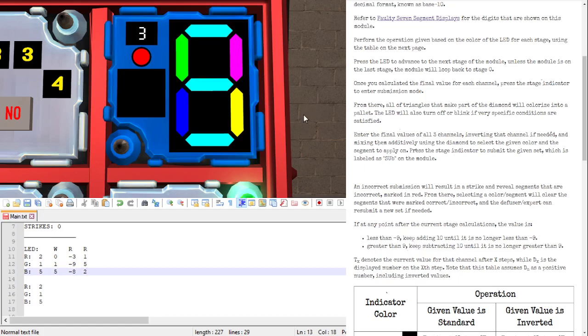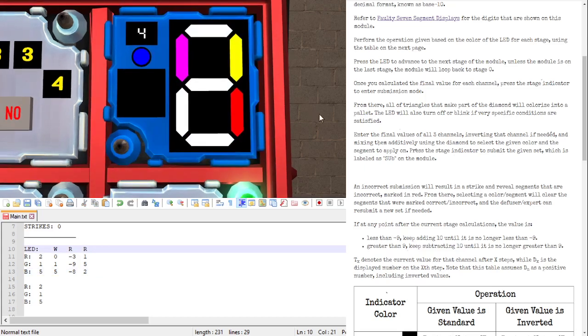Of course, as you may notice, it's very easy to misread anything. And if you just misread one segment, it will actually cause probably a strike and a recalculation and reread of every single segment and stage. That's why this module is very hard, because mistakes are very hard to find.